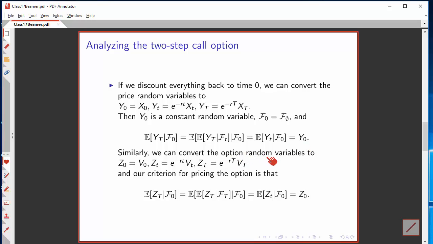We can do the same thing with the random variables that give the value of the option. We used to call those V0, V sub t at time t, and V sub capital T at time capital T, but when we multiply them by the appropriate discounting factors, we'll give them new names, Z. And our criterion for pricing the option is that the expectation of Z sub t conditioned on the events for time 0, namely the entire sample space or the empty set, is the same thing as Z0.